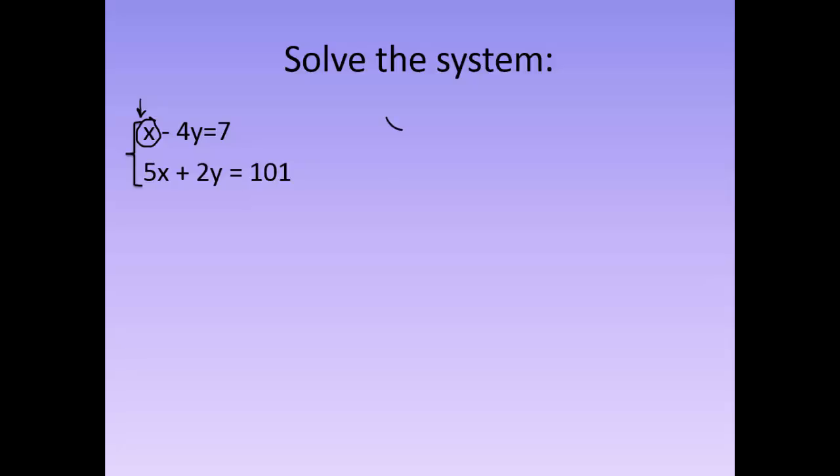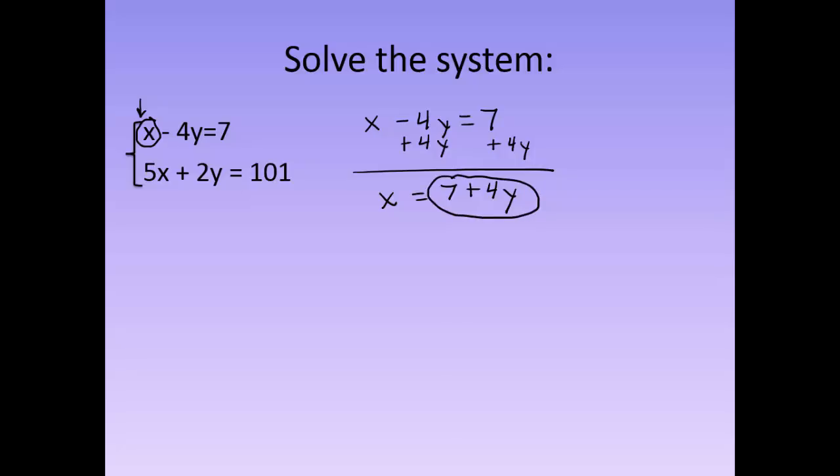So let's try it. We want to get x isolated, so we're going to add this entire expression just to move it to the other side. We don't know the value of x, but we have isolated x. We've solved the equation in terms of y. So now we've got this expression that's the same as x. They are interchangeable. So look in the other equation and find the x.